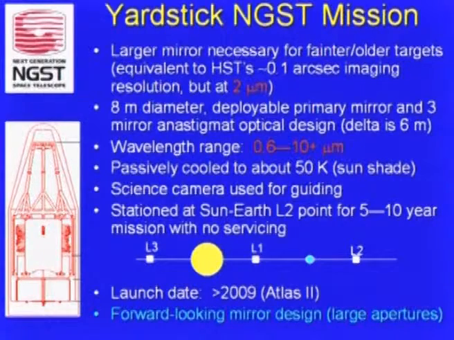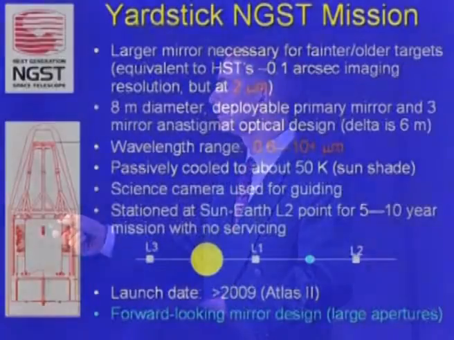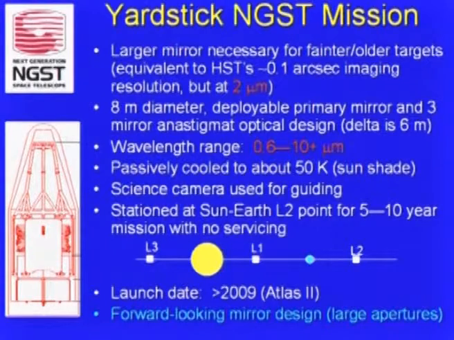Number two, NGST will be stationed at the L2 point, in order to limit background radiation from stray light and warming due to the Sun-Earth system. This is a much more thermally stable orbit. Hubble and other instruments in Earth orbit are moving quickly around the Earth. They're seeing the sun, the bright Earth, the shadow Earth, the moon. This is a very thermally unstable environment that you have to take into account. This makes things simpler for NGST. But of course, it means that we can't service it. It is millions of kilometers away.